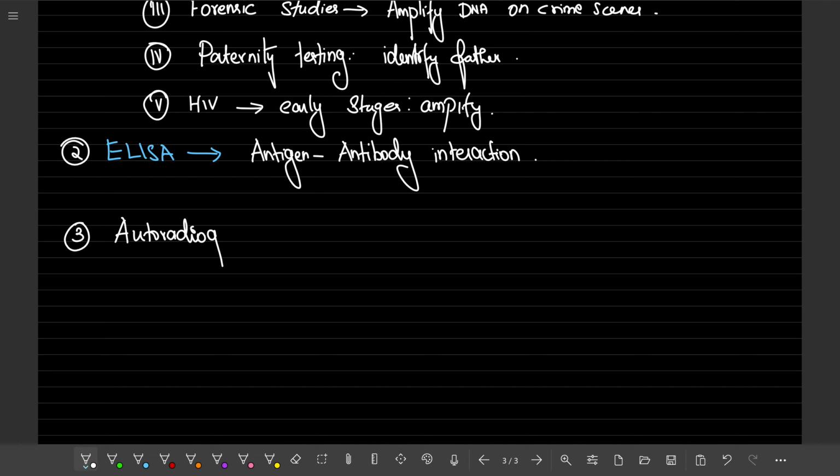And the third one is autoradiography. You would have studied, I guess, about autoradiography. What is autoradiography? Good.